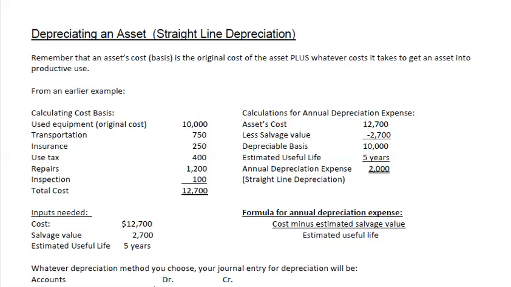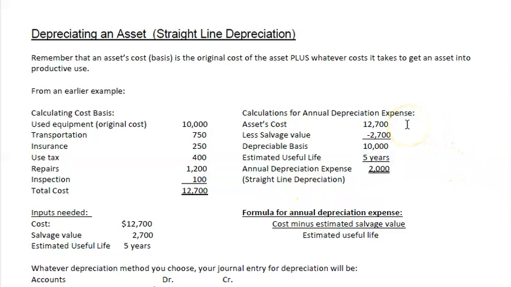I'd mentioned on a previous video that if you don't know where to look for estimated useful lives, the IRS in their information has estimated lives on everything you can imagine. So we're going to say this is a 5-year piece of equipment. Okay, the formula for the annual depreciation expense: cost minus the salvage value divided by the estimated useful life. So let's plug some numbers in.